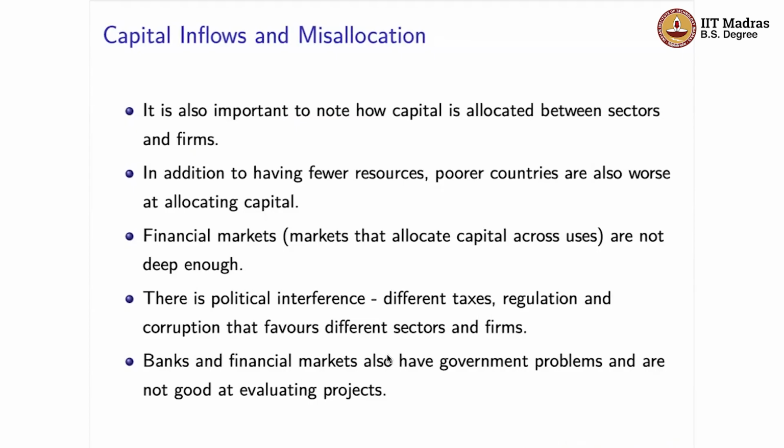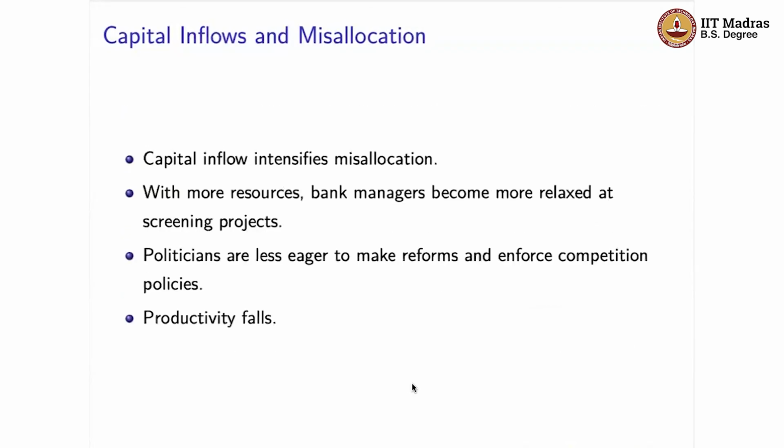As a result, capital often goes to firms which need not be the most needy firm at that time, right? And it's not only that you have political interference in terms of policy, you also have banks and financial markets with governance problems, and they are typically not very good at evaluating projects and deciding which projects to fund. As a result, increased capital inflow actually tends to increase the misallocation. Misallocation is always there, but when capital inflow is not so high, that still puts a limit on how much misallocation happens. But as more and more money comes in from the richer regions, this misallocation problem tends to increase. So why is that the case?